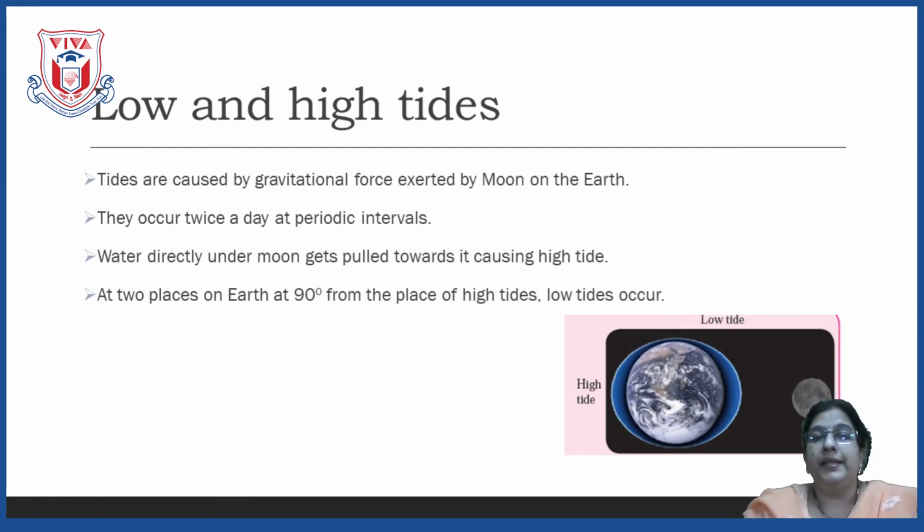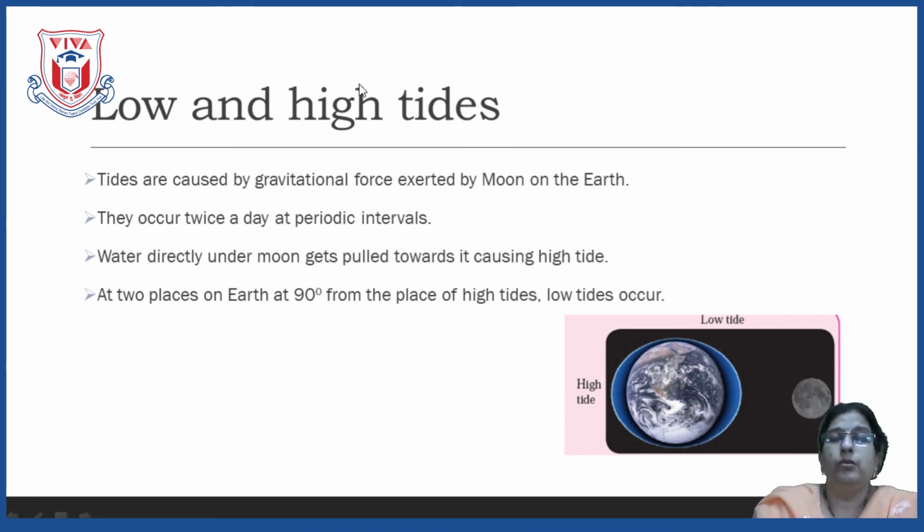Low and high tides. I think these two concepts are very familiar. We all go to the beaches or to the seashore, and there we experience these high tides and low tides. When do we say that high tide has taken place? When the water level goes on increasing, we say that it is the high tide. What do you mean by low tide then? When the water level decreases, that is said to be low tide.